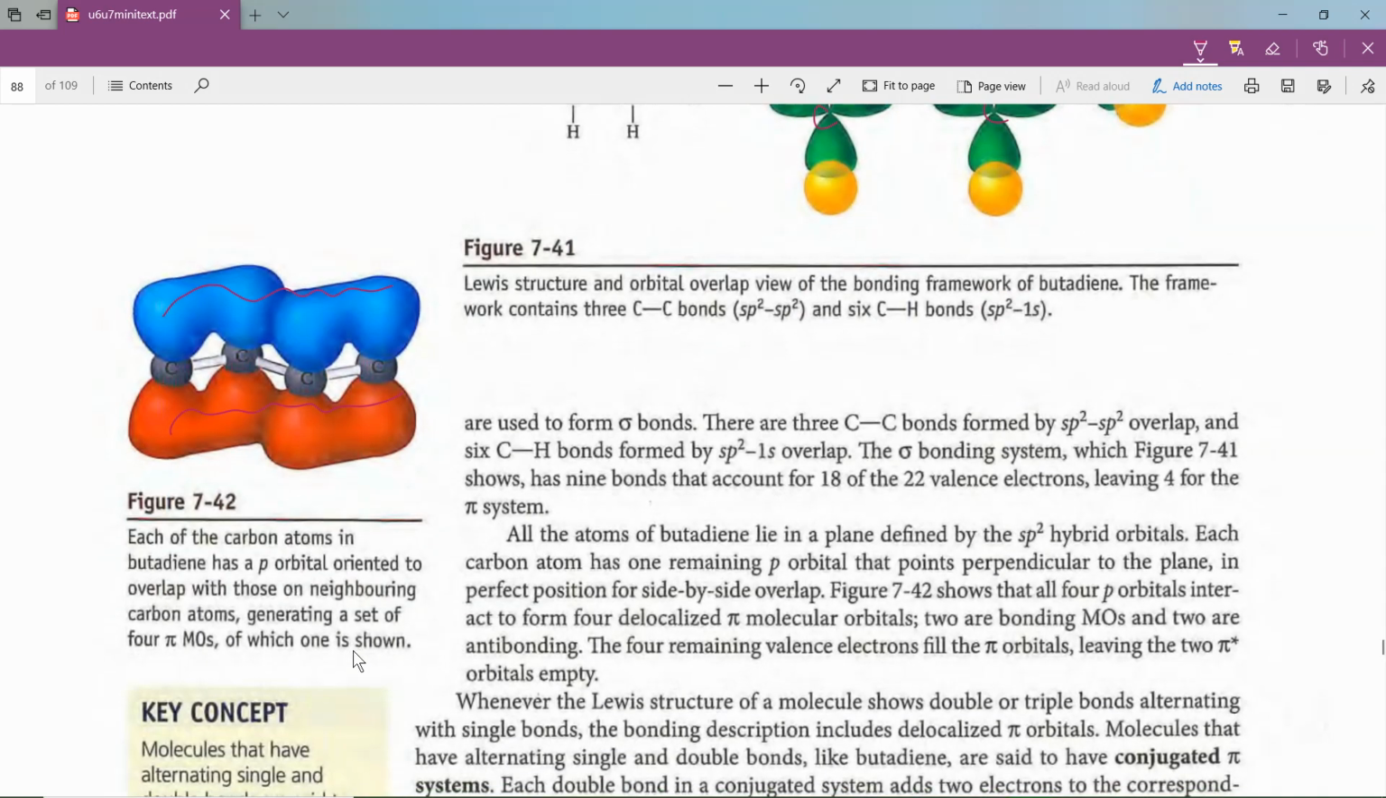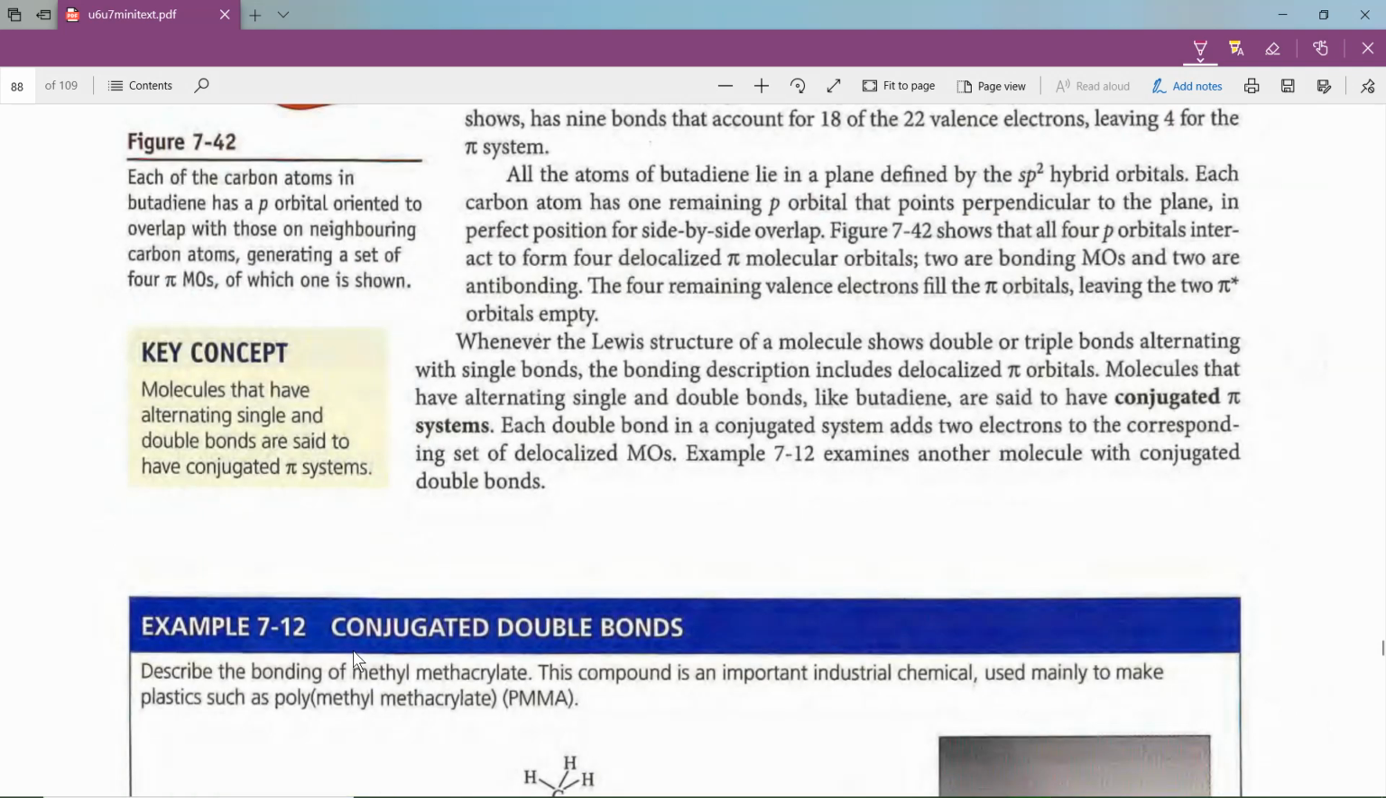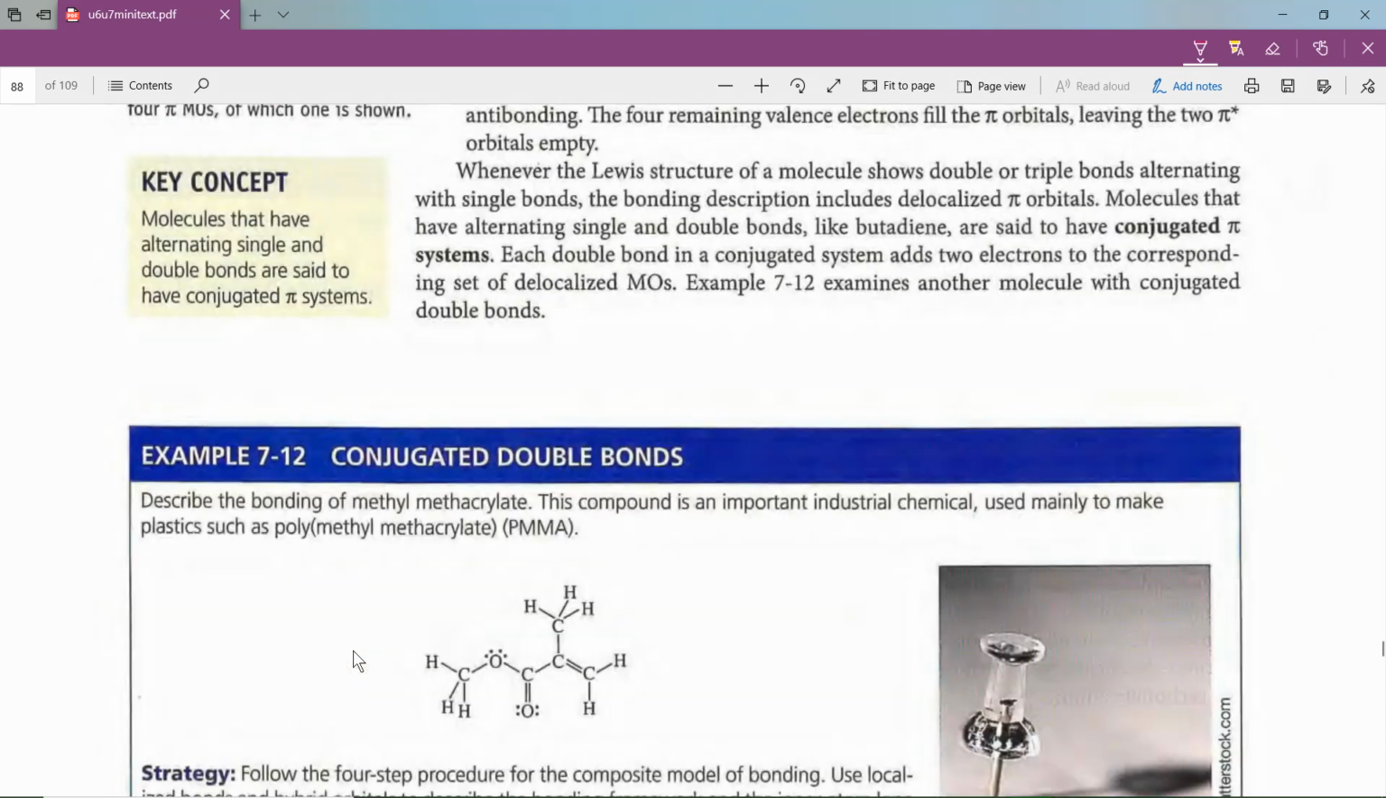So we have these MOs forming this conjugated system. Okay, so Louis just mentioned that you form these pi MOs, and the antibonding MOs are empty. Whenever the Lewis structure of molecules shows double or triple bonds alternating with single bonds, the bonding description includes delocalized pi orbitals. Molecules that have alternating single and double bonds, like butadiene, are said to have conjugated pi systems. Each double bond in a conjugated system adds 2 electrons to the corresponding set of delocalized MOs.